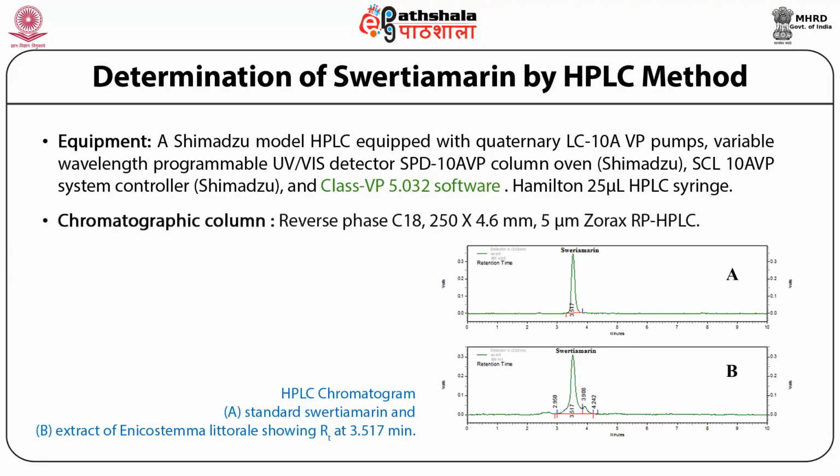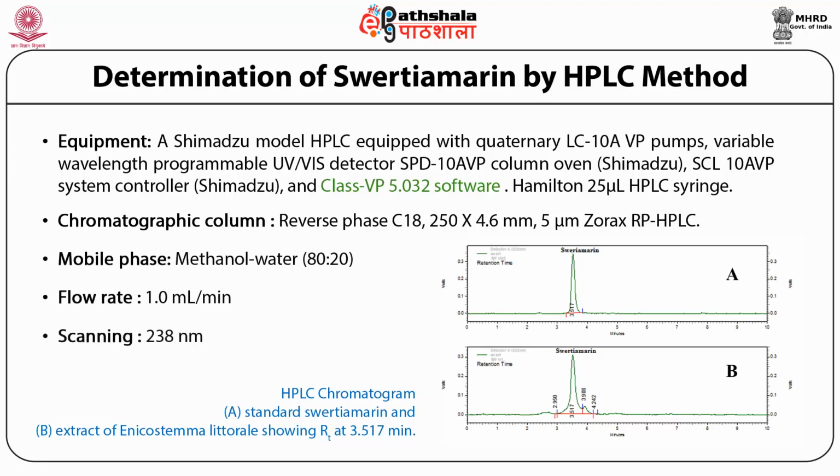A reverse phase C18 column was used, the mobile phase was methanol water 80:20, the flow rate was 1 ml per minute, and the scanning was again done at 238 nanometers. So we can easily see in A, this is the peak in the standard, while B represents the peak in the sample.